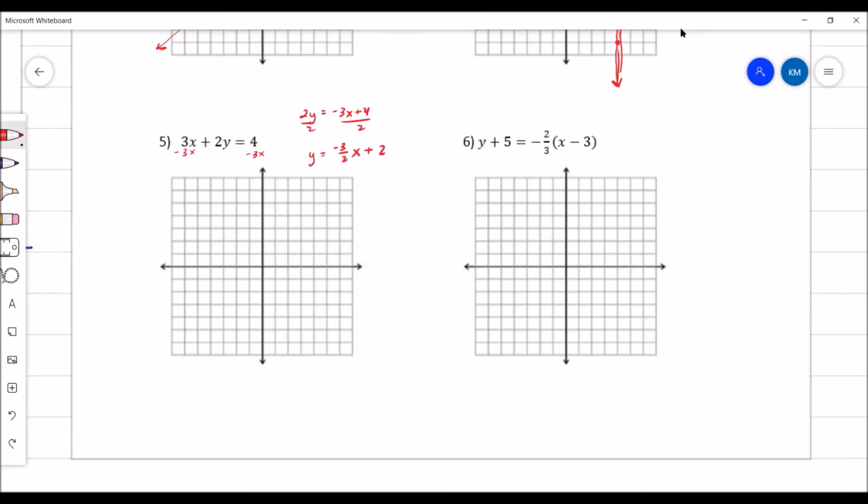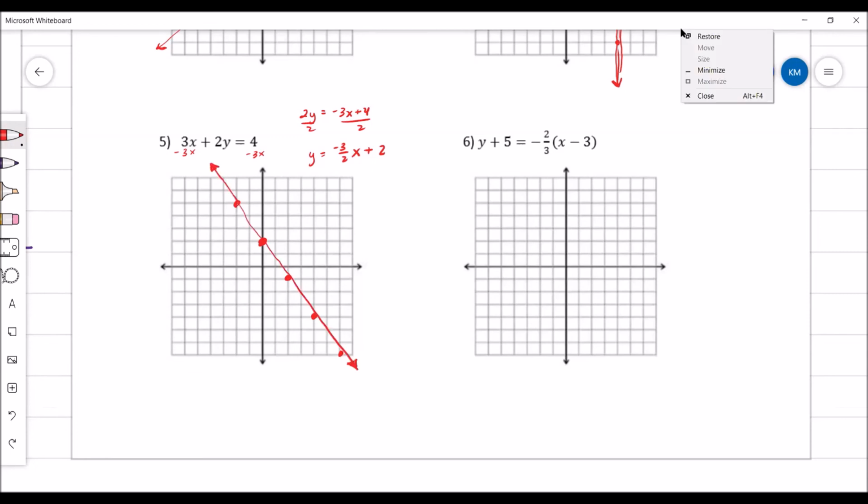And then I can graph. The y-intercept is 2. The slope tells me to go down 3, 1, 2, 3, and over 2. Go down 3, 1, 2, 3, and over 2. Down 3 over 2. I could also go up 3 and to the left 2. There's not enough space, but there you go. I'll try to keep this a straight line.